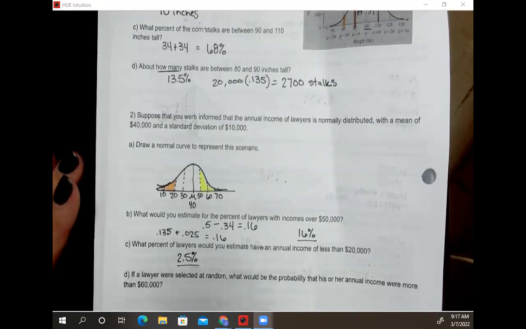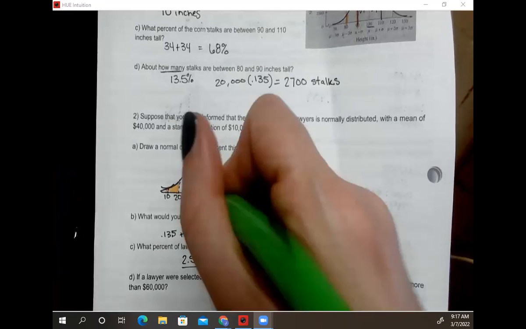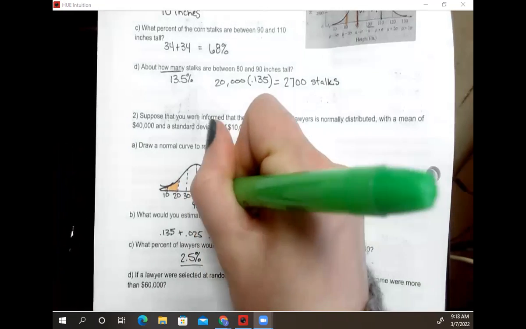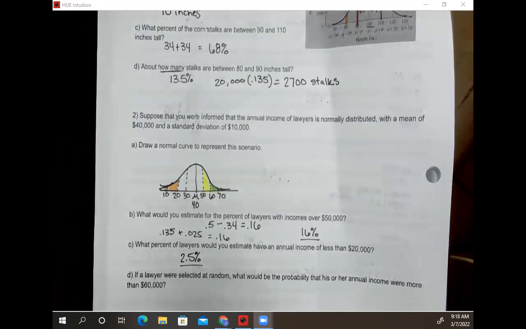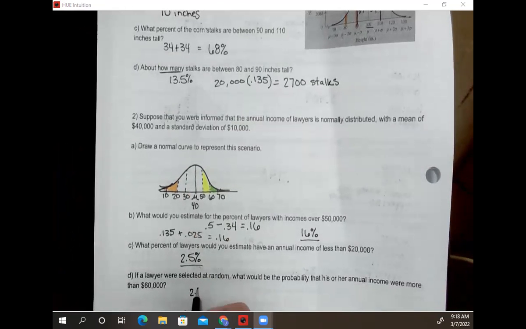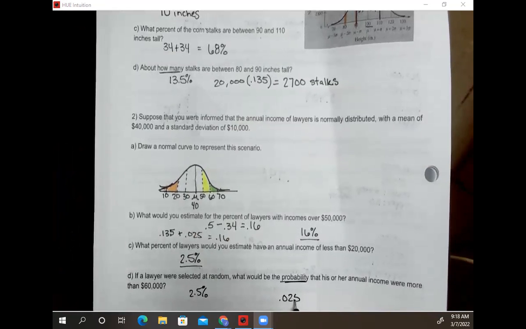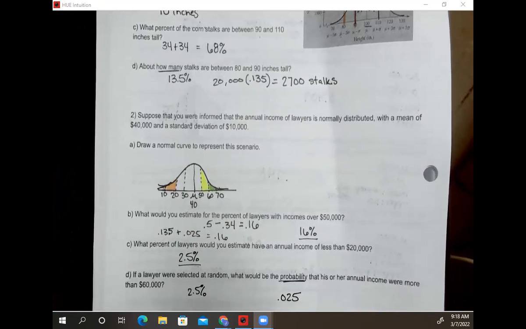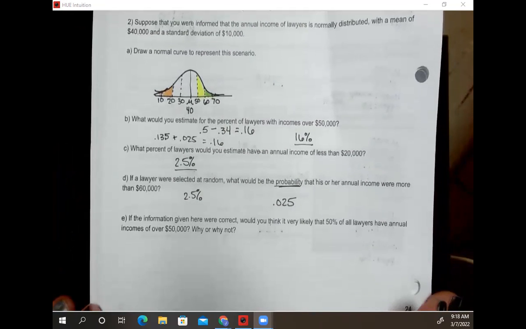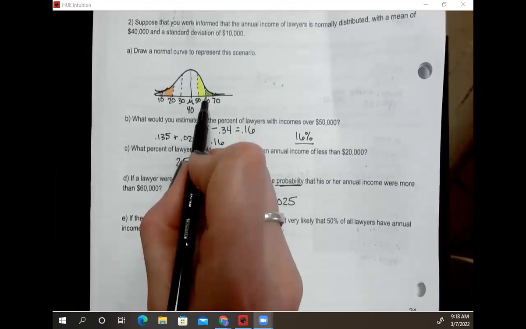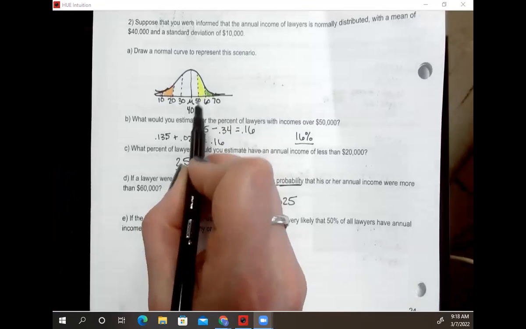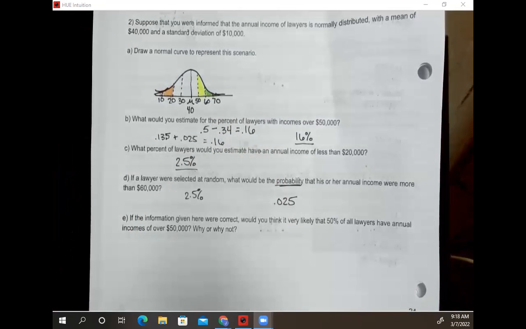Part D, if a lawyer were selected at random, what's the probability that his or her annual income were more than $60,000? More than the 60 would be just our top chunk here. So that's again, 2.5%. This time it asks for probability, so I'll leave it as a decimal, since that's how we did probability with our tables earlier in the unit. But again, I'm just looking at that bar chunk between 2 and 3 standard deviations. That's 2.5% no matter which side of the curve I'm looking at.